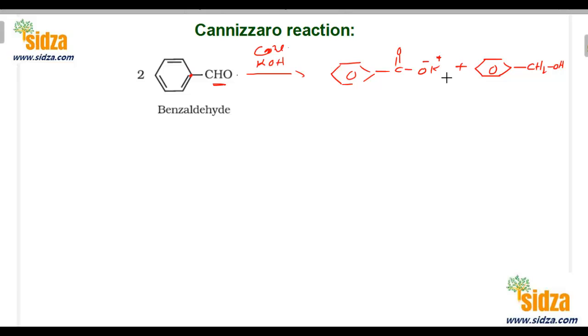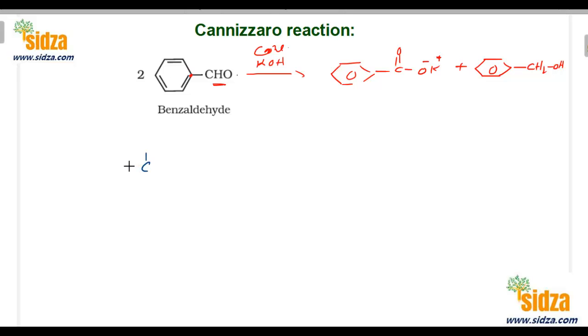That means if you take a benzaldehyde molecule, treat with a concentrated alkali, potassium hydroxide, one molecule will be oxidized to the salt of a carboxylic acid, and another molecule is reduced to the alcohol. Okay, so let me take another example. Let's check whether this molecule can undergo the Cannizzaro reaction or not.